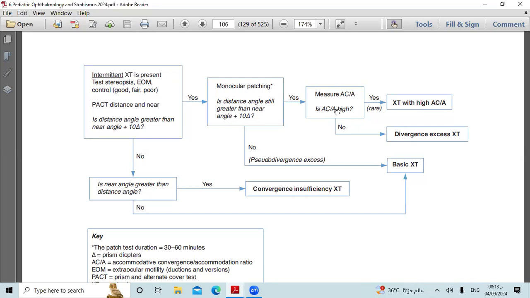If the angle is very high, for example, if you measure 40 prism diopters for far but 20 prism diopters for near, there is a 20 prism diopter difference. For esotropia, it's the opposite, but for the near angle: 50 prism diopters for near but 20 for far, a difference of 30 prism diopters. You should think about high ACA ratio in this case.